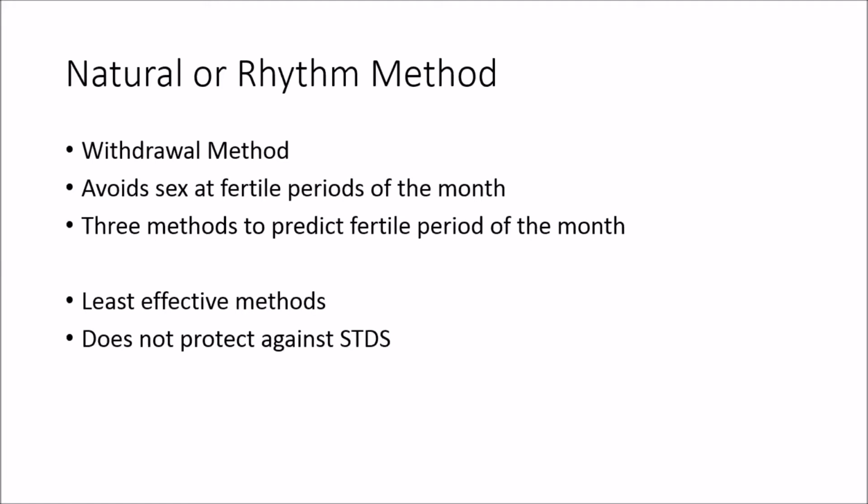Now, going back to my second point where I said it avoids the fertile periods of the month. There are different techniques that a person can use to help predict when this fertile period of the month is. But notice I said that it's a prediction. This is when a person is going to try to estimate when they think the female is not fertile. There are three ways this can be done. You have the calendar method, the temperature method, and the mucus method. The first one I'm going to talk about is the calendar method.